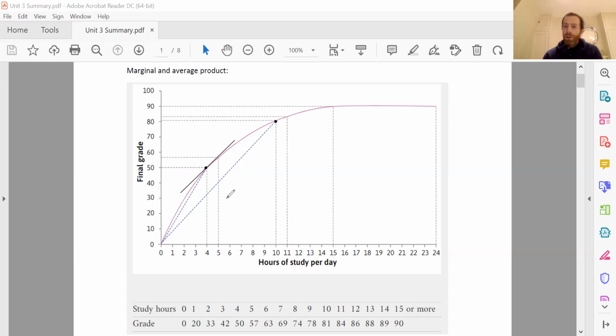So those are marginal and average product. And what we're going to see in a little bit is how we're going to convert this production function into a feasible frontier.